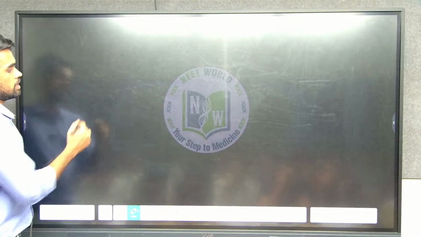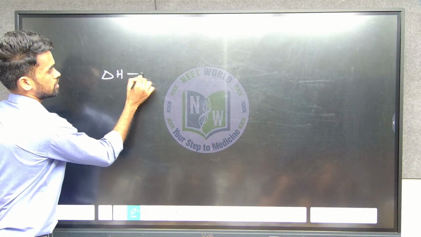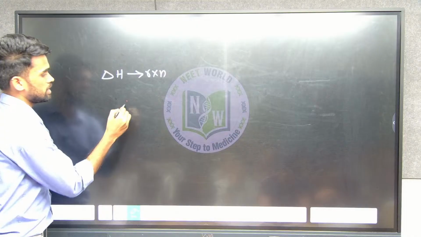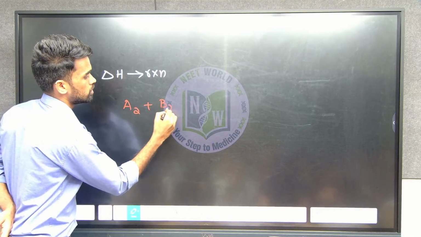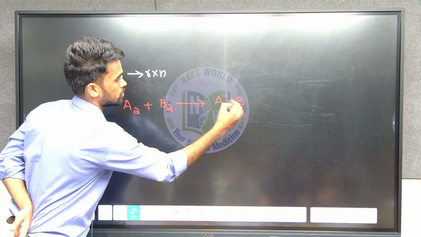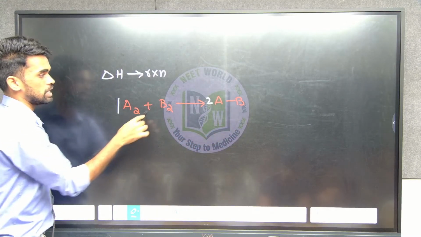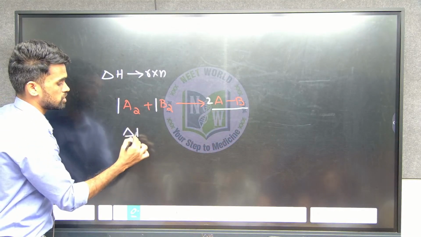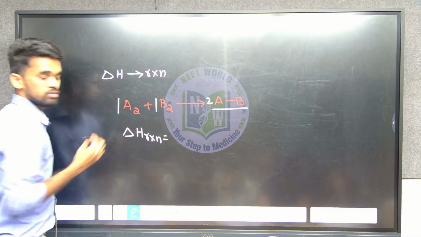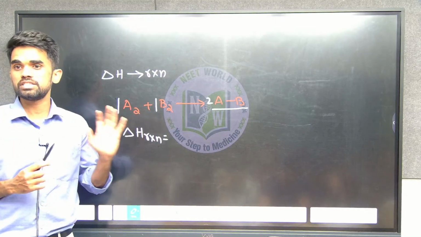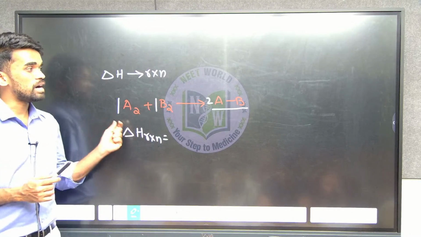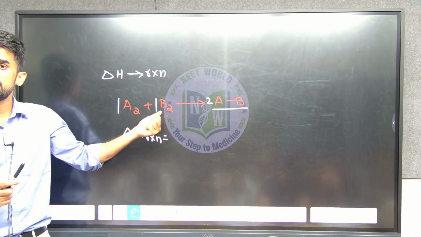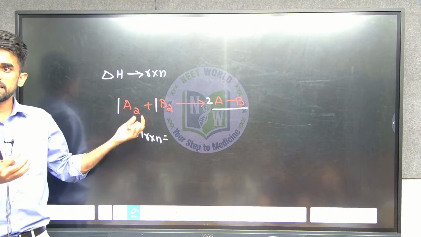See, now enthalpy changes during a reaction, the enthalpy of reaction. See, A2 plus B2 giving rise to 2AB. It means one A2 molecule and one B2 molecule combine to give 2AB. During this reaction, how much energy is changed? They will ask you like this. What is forming here? AB is forming, but A2 and B2 are consumed.